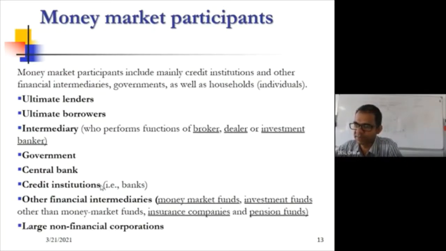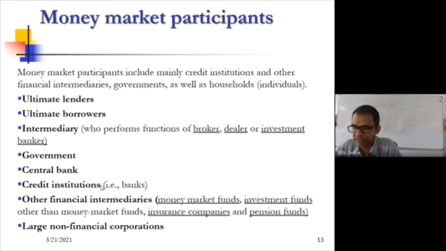In the money market, participants, here I have listed even participants who can participate in the retail market as well, but they can participate in the wholesale market as well. Ultimate lenders are individuals who have excess funds for a shorter period and want to make an investment. And the ultimate borrowers, there may be individuals who need funds for a short period.